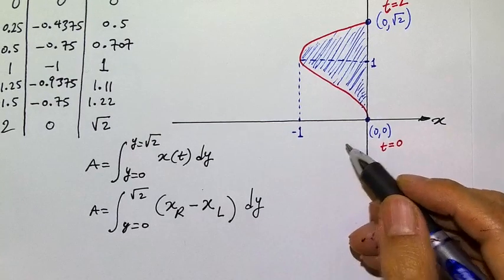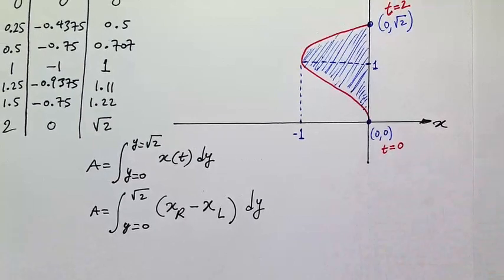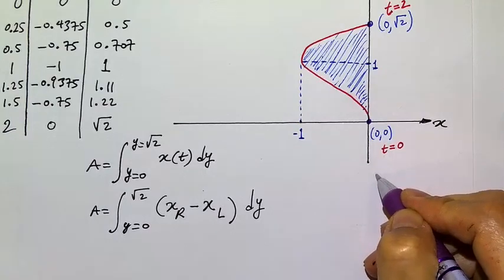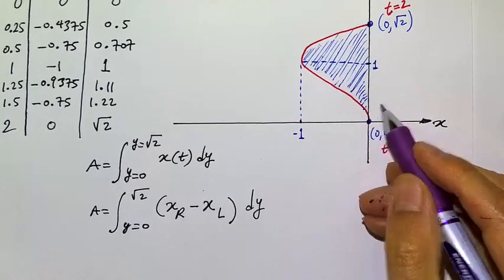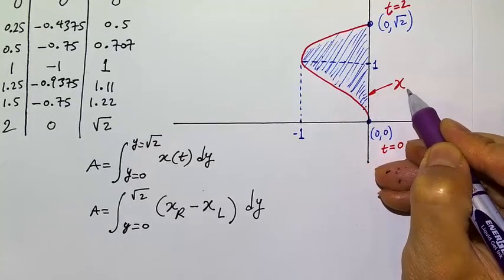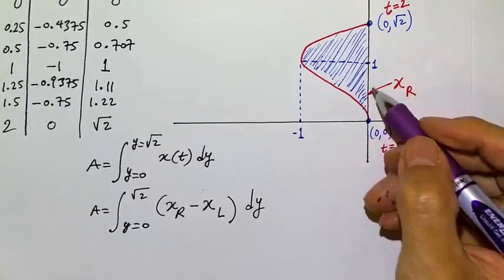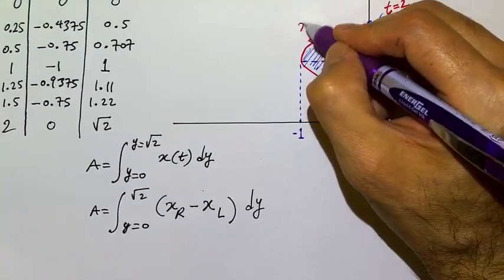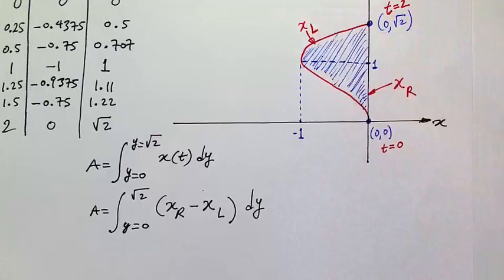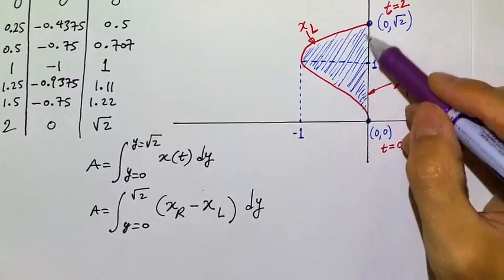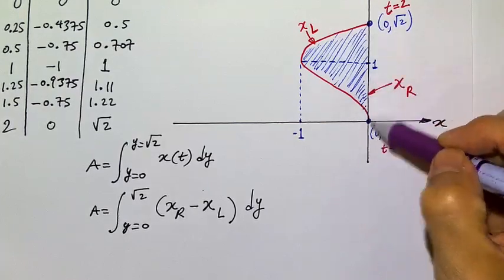And let me actually make a note of this on the graph. This line represents x on the right, and this line represents x values on the left. That's for this piece of the integral. So for this line, for x sub r, all x values are 0, right?